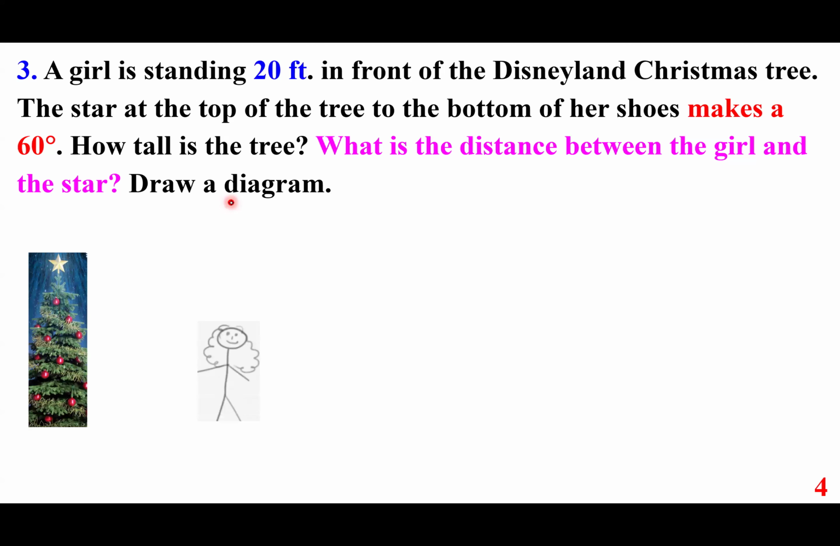So here's the tree. Here's the star. The distance between the girl and the tree is 20 feet. This angle is 60 degrees.